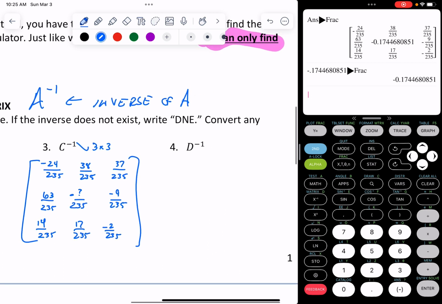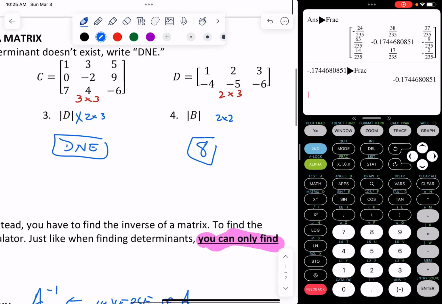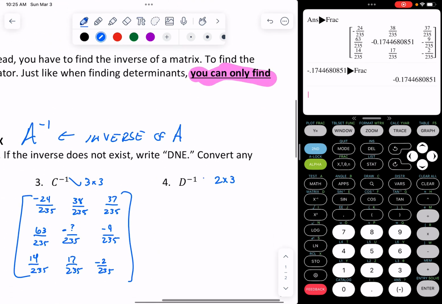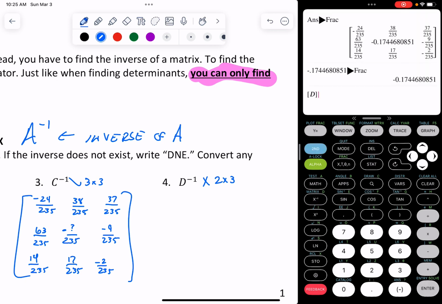And then for D, that's a 2 by 3, right? D was 2 by 3, yeah. So this one is not going to have an inverse. Again, it's got to be square. So second matrix, D inverse. Matrix must be square. So this thing does not exist.